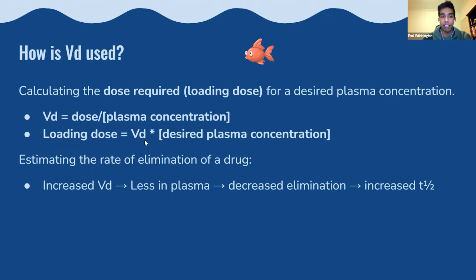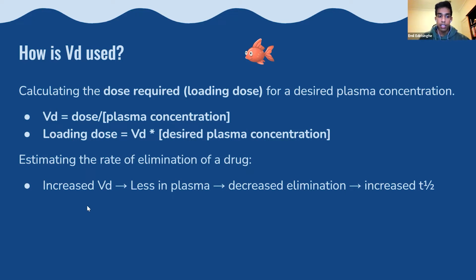So you take plasma concentration to the left, and then you just have dose equals the volume of distribution multiplied by the plasma concentration that you want to achieve. As a result, you can get an idea of the loading dose that you want to achieve to get a certain plasma concentration for a drug.